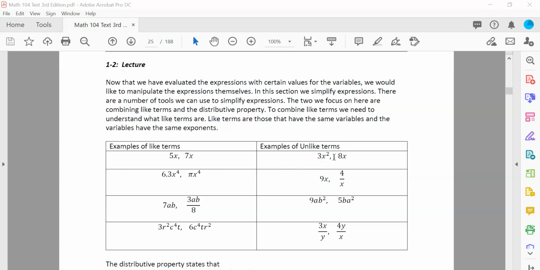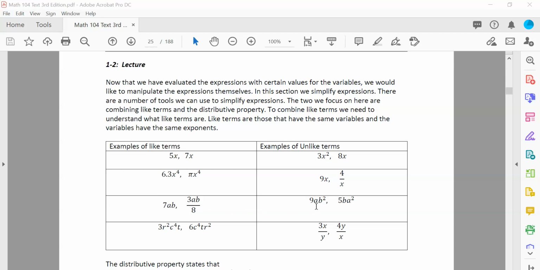Now, 3x squared and 8x are not like terms because one of these is raised to the second power and the other one doesn't have an exponent, or in other words, it's an implied exponent of 1. We can rewrite things sometimes, having like AB, if we divided this by an 8, well, 3AB over 8 is just like 3/8 times AB. So since we have A and B both raised to the first power, these two are like terms.